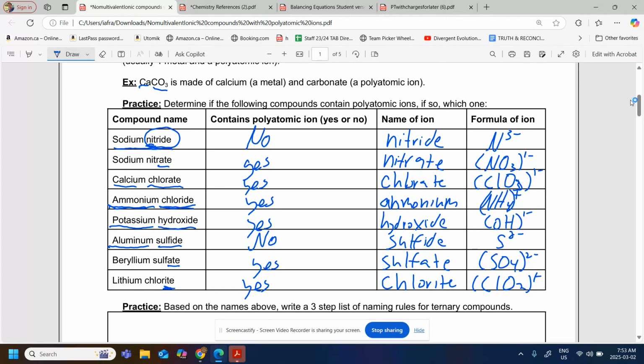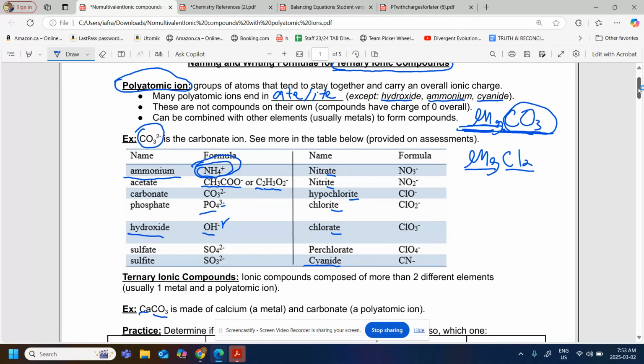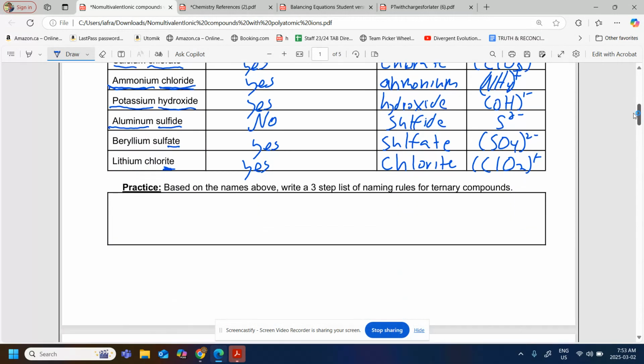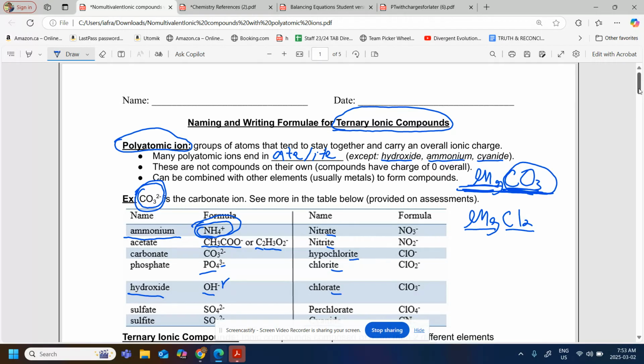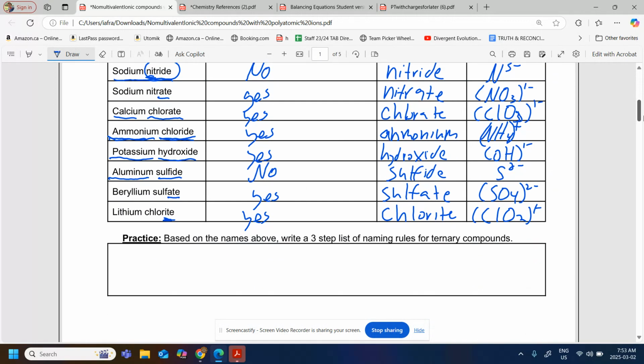So that's your first step, being able to identify that a polyatomic ion exists in your compound either by name or by formula. By formula, it's pretty easy. You can see there's a group of atoms here, and that group of atoms consists of the polyatomic ions. And by name, you just have to look at ite or some of the exceptions.